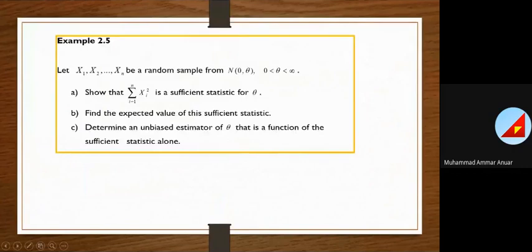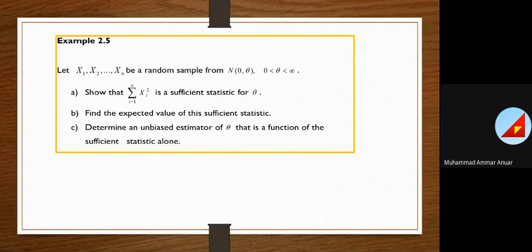Okay, this is example 0.5. Again, this one is already mentioned step by step. We want to prove step by step. First, we have a normal distribution with mean 0 and variance theta. So mu is equal to 0 and sigma square is equal to theta. In this case, mu, the population mean, is known, but sigma square is unknown, where sigma square is equal to theta. So theta is the unknown parameter. We want to show that summation xi square is a sufficient statistic for theta.